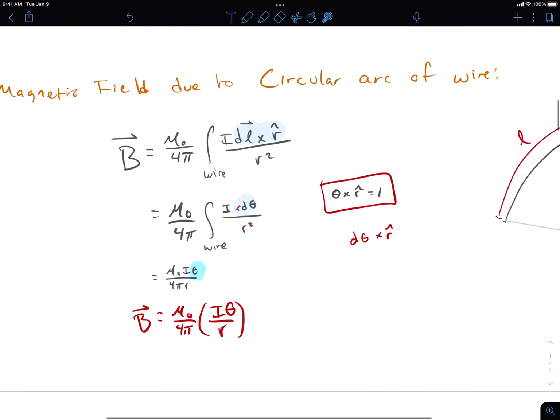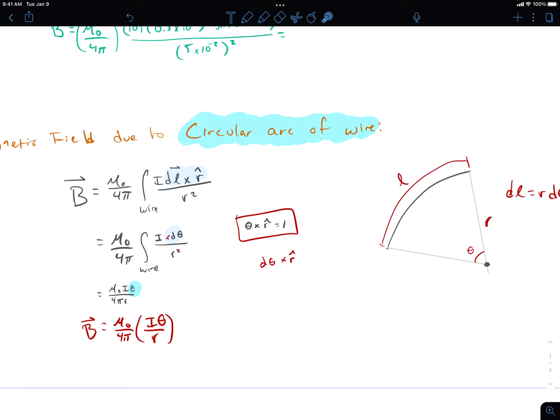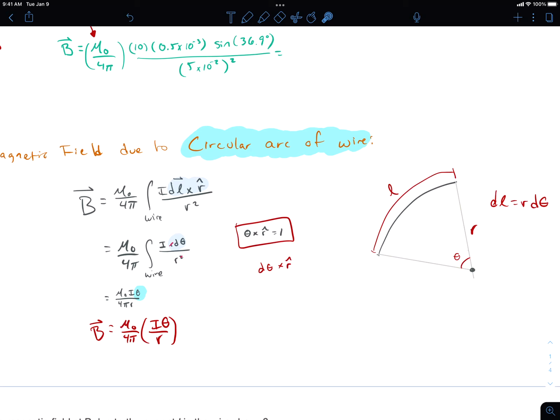So let's look at what this formula is, and then we'll do another example just like in part one. Remember, this is again for a circular arc of wire. This is the form of this formula, and this is when you apply it. We start off with our Biot-Savart law, and if I have a circular arc of wire, there are a few substitutions we're going to make. The first is that for any arc length of wire, you can calculate how long it is based on the radius and the angle that you go through.